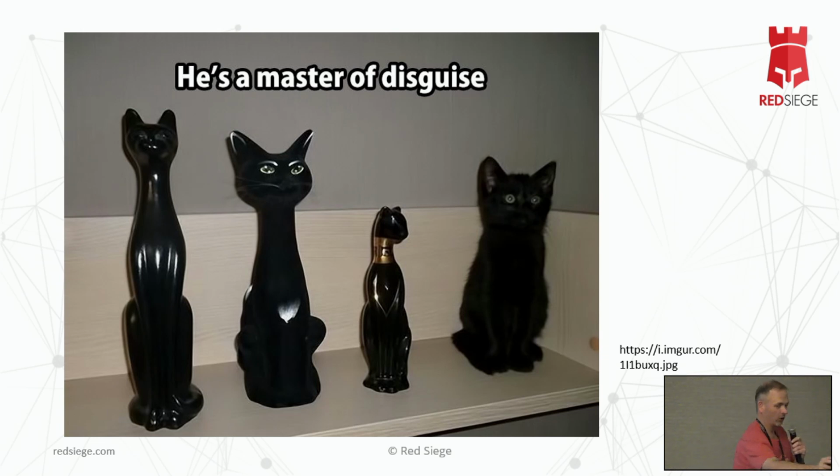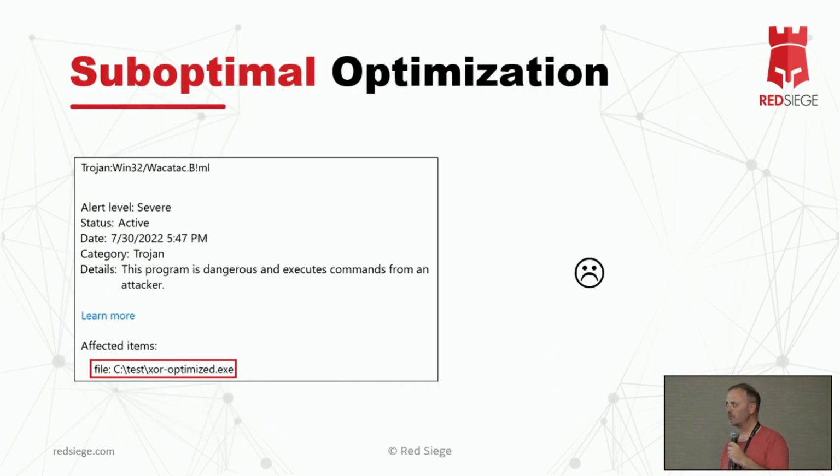So I need to make my payload look legitimate. And there's a few ways that I can do that. First, I want to talk about a problem that I had. So this is an alert from Defender. It says it thinks that this file, XOR optimized, is Whackattack.B, so it thinks it's malicious. So what this was is a shellcode loader that I have, runs an XOR routine with a multi-byte key. Instead of just using a single byte, it uses a multi-byte key.